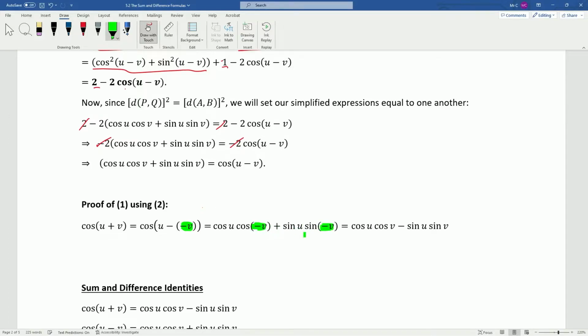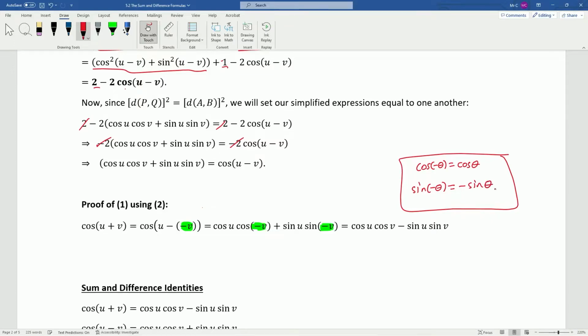sine of negative v. And then I just have to remember two little facts. That cosine is an even function, so cosine of negative theta is equal to cosine of positive theta, and sine is an odd function, so sine of negative theta equals negative sine of theta.